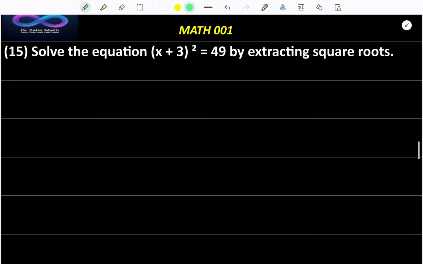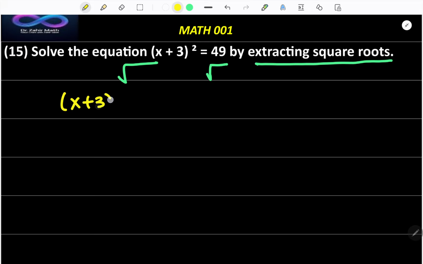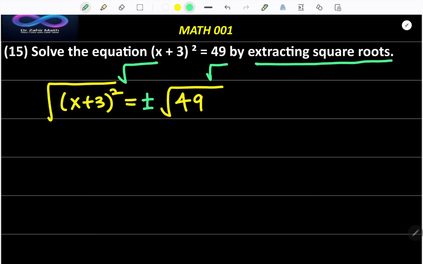Next, solve the equation (x plus 3) the whole square equals 49 by extracting the square roots. Underline the word extracting. Extracting means you're going to take the square root on both sides. Keep it in your mind. Okay? So what is the question? (x plus 3) the whole square is equal to 49. So take the square root on both sides. For numbers, please use plus or minus.